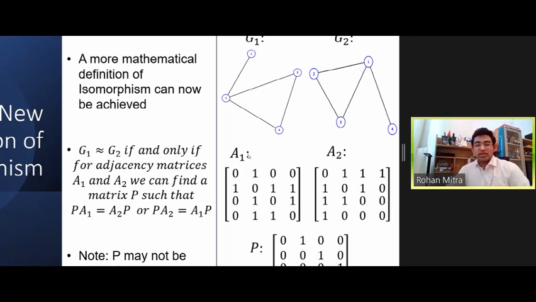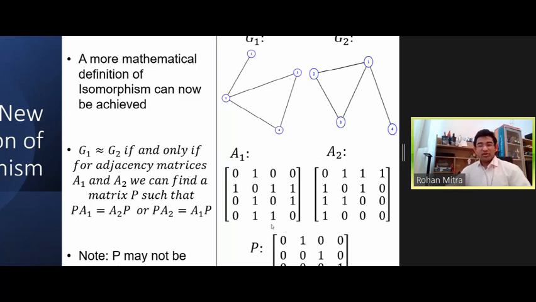So let's compute our adjacency matrices. I computed A1 and A2, the respective adjacency matrices. Notice, for example, node number 2 is on the second row, which means it has 3 connections, to 1, 3, and 4, and so on. Now, I computed this value of P. So if you were to try this out, and I encourage you to, try P times A1 and see if that's equal to A2 times P.